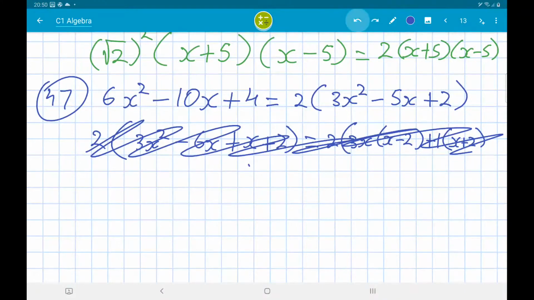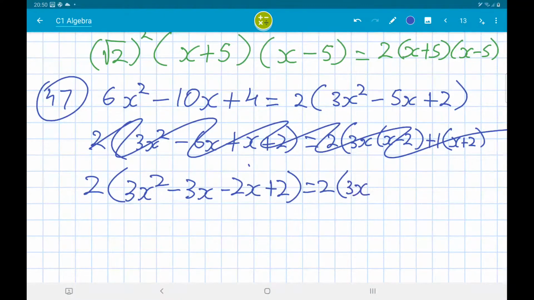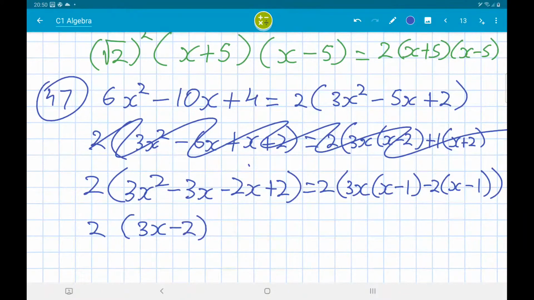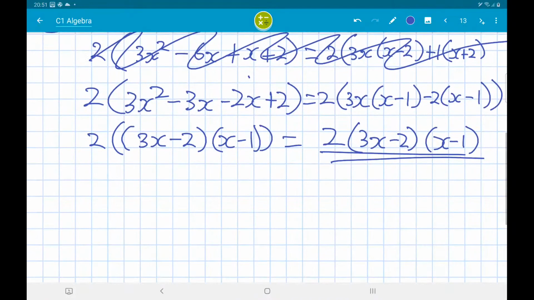So we do 2, and we're going to do 3x squared minus 3x minus 2x plus 2, and that'll give you 3x times x minus 1, and then you get minus 2 times x minus 1. Enough brackets? Yes, absolutely. So we end up with 2 multiplied by 3x minus 2 with a common factor of x minus 1. And if we use the brackets correctly, you would see that that equals 2(3x minus 2)(x minus 1). Awesome.